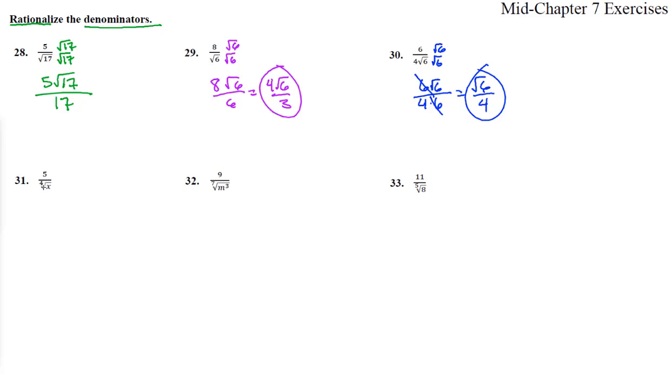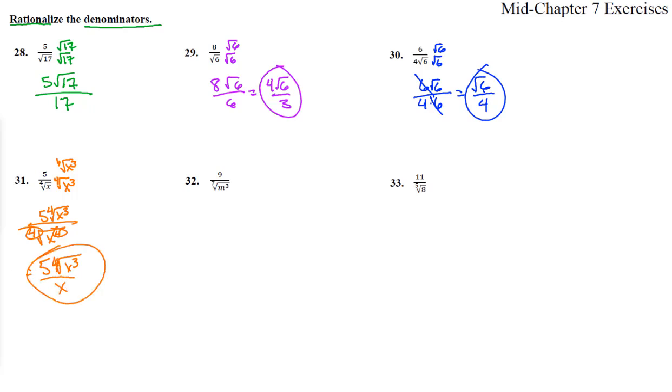All right, number 31. How do we rationalize this one? If we times by the 4th root of x, well, then we get the 4th root of x squared. It doesn't undo each other. So we've got to times by the 4th root of something that will make this a 4th power. So we've got to have x cubed, 4th root of x cubed. Why? Because we will now have 5 4th root of x cubed over the 4th root of x to the 4th. And this is what makes it come out nice. So equals 5 4th root of x cubed all over x.